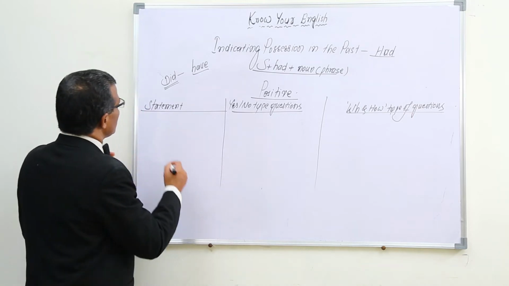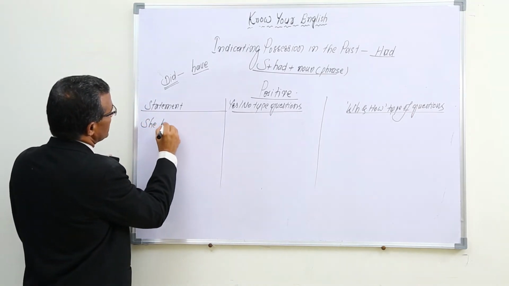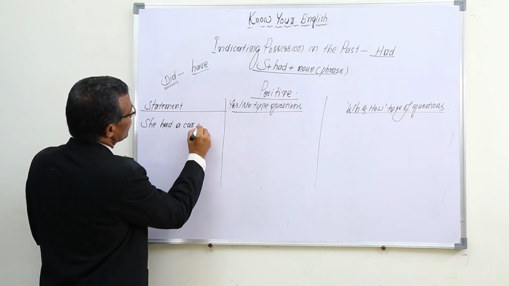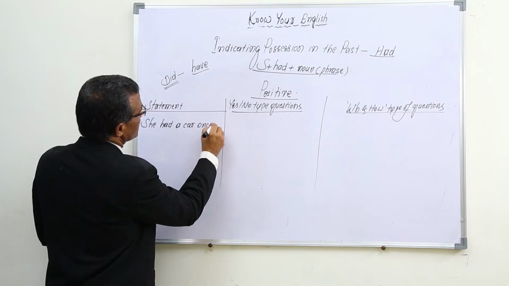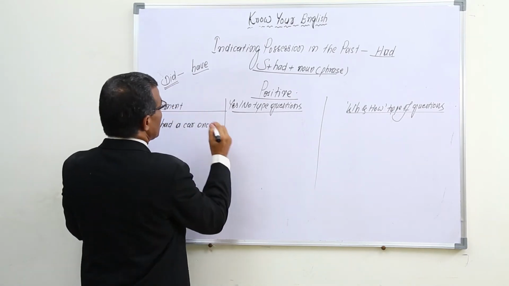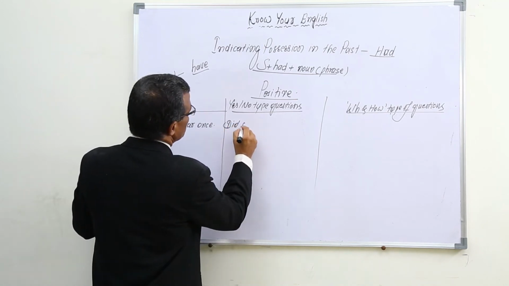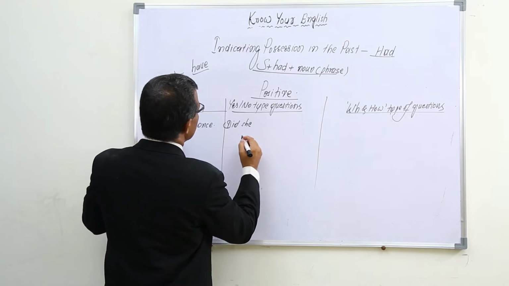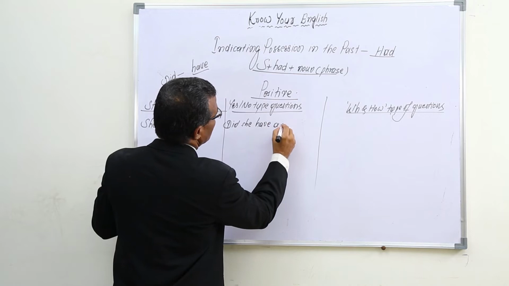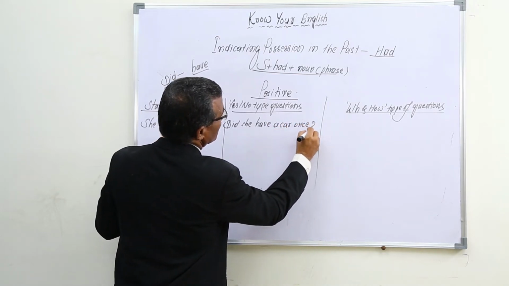Now let us see. She had a car once is the statement. The question for this: we take the helping verb did, the subject is she. Did she have a car once? Instead of had we use have.